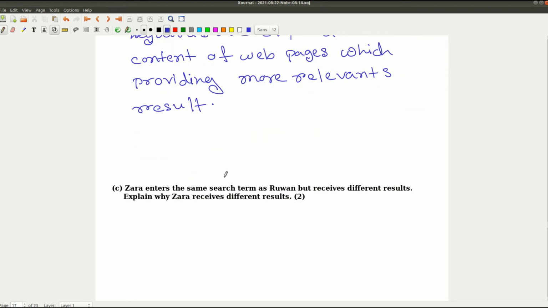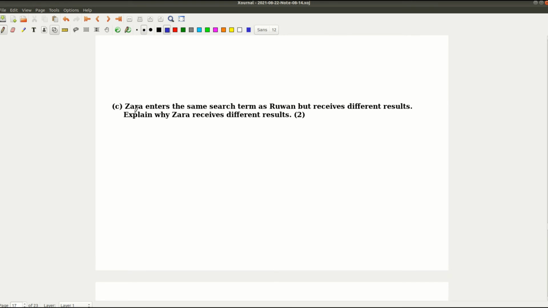Okay. So question C is, Zara enters the same search term as Ruan but receives different results. Explain why Zara received different results. Obviously, the first reason is like today I search computer, I get one article. After 5 days, if I search the same keyword, I find another article. Why? Because maybe other bloggers wrote new articles about computer. So mine is quite older, right? After 5 days, the blogger who wrote about the computer is quite newer.